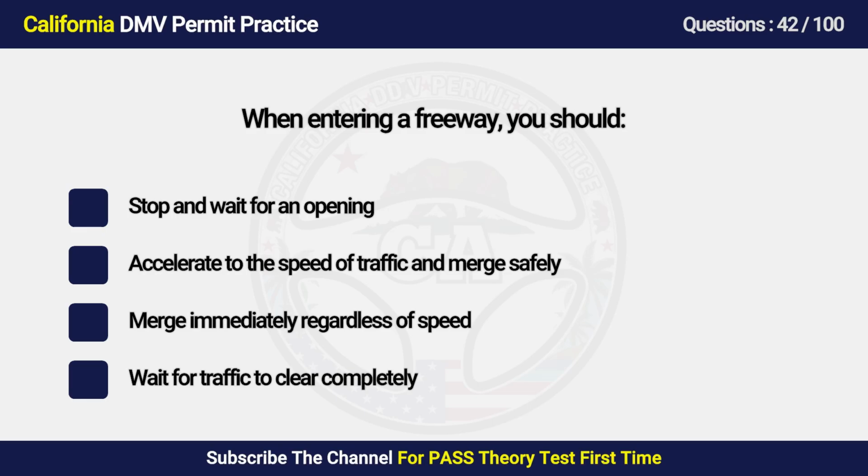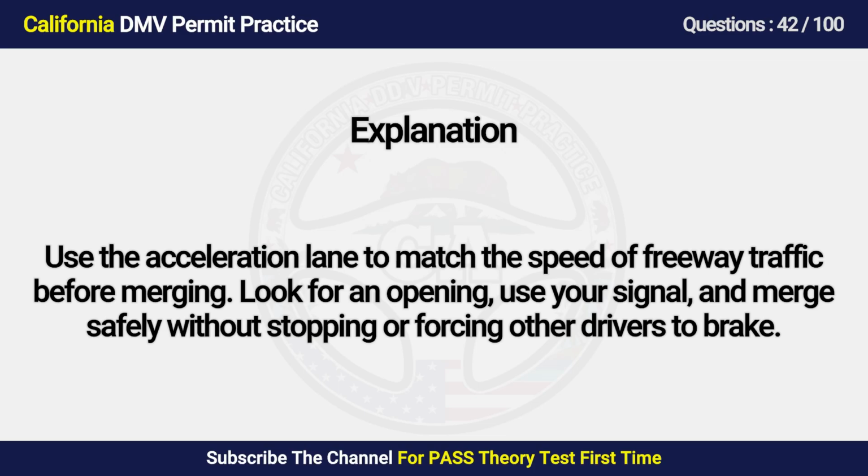Question 42. When entering a freeway, you should A, stop and wait for an opening, B, accelerate to the speed of traffic and merge safely, C, merge immediately regardless of speed, D, wait for traffic to clear completely. Answer is B, accelerate to the speed of traffic and merge safely. Use the acceleration lane to match the speed of freeway traffic before merging. Look for an opening, use your signal, and merge safely without stopping or forcing other drivers to brake.